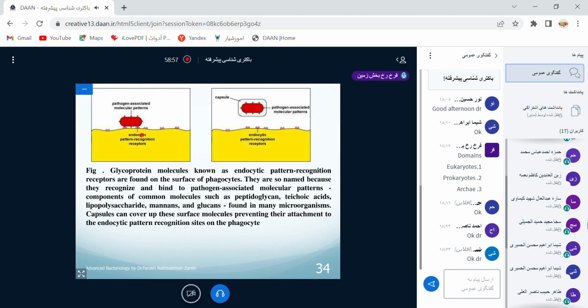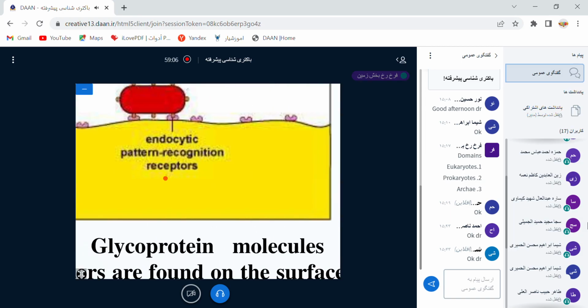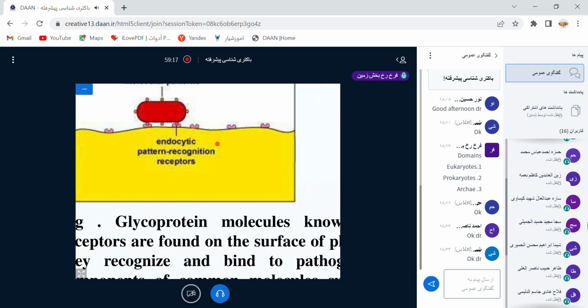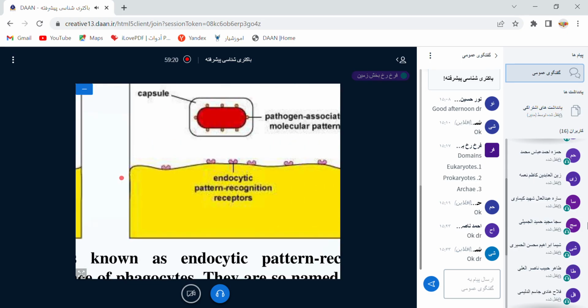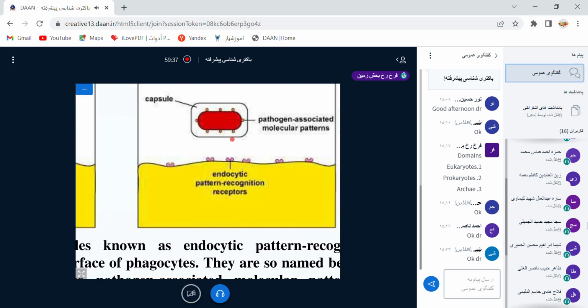So here you see those bacteria which don't have a capsule, the phagocytes, white blood cells, very easily can find them and then phagocytose them. Those bacteria which contain a capsule mask the surface antigens. So white blood cells and immune cells cannot find them.